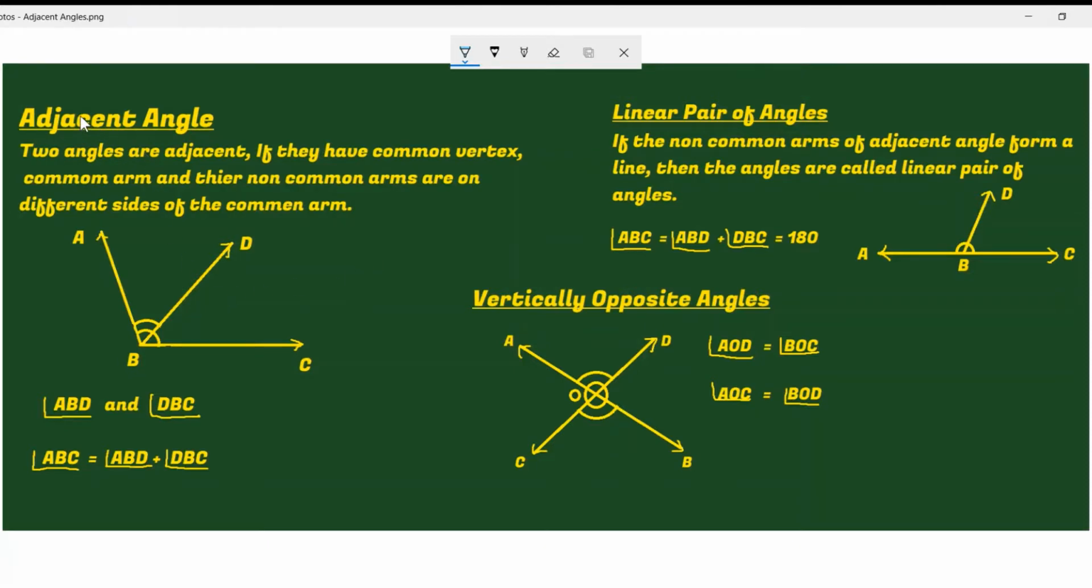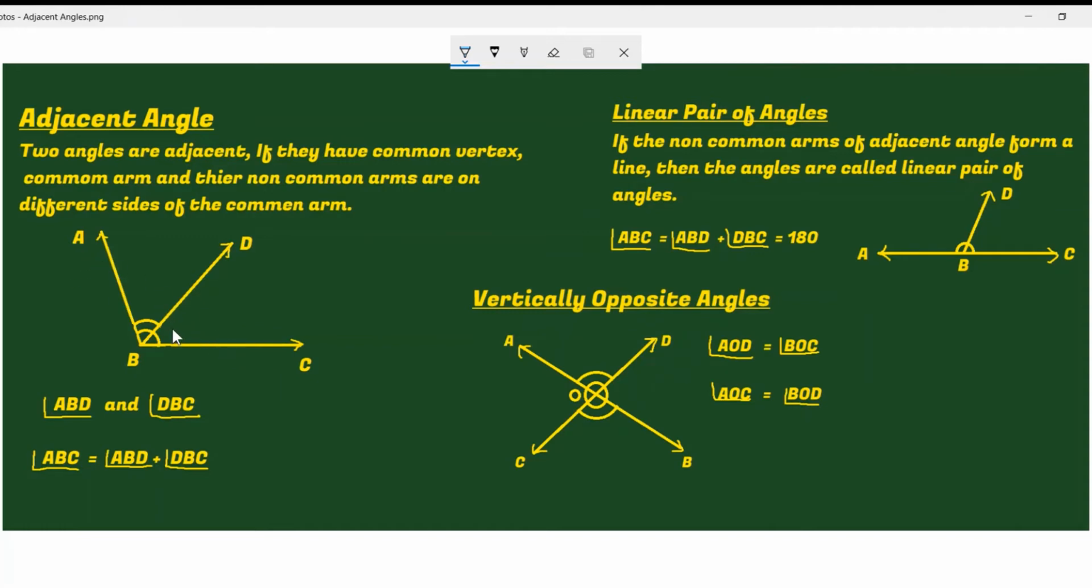Let's explain what adjacent angles, linear pair of angles, and vertically opposite angles are, one by one. First is adjacent angle. Two angles are adjacent if they have a common vertex, a common arm and their non-common arms are on different sides of the common arm. Let's explain this statement with this diagram. Here ABD and DBC are two adjacent angles.